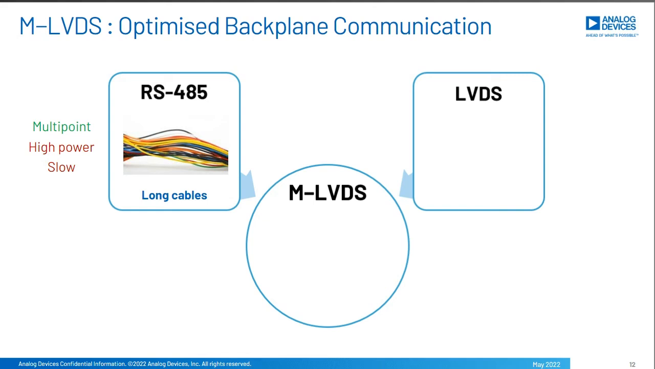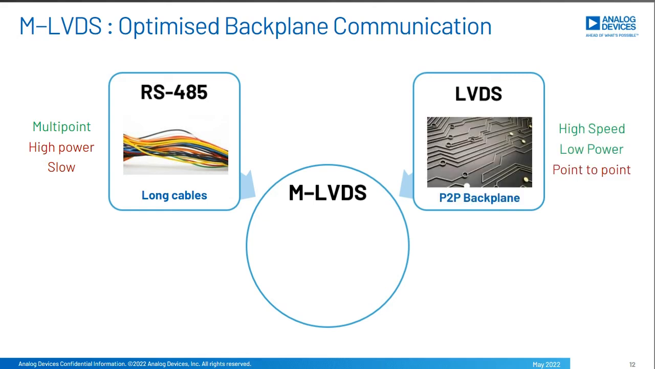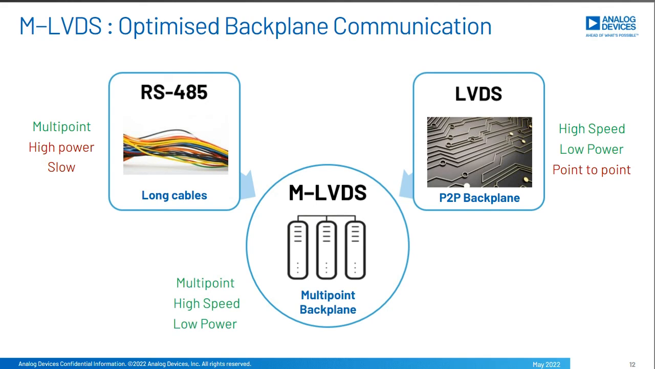LVDS, or low voltage differential signaling, on the other hand, is optimized for point-to-point connections at a PCB level. It addresses some of the shortcomings of RS-485 because it's high speed and low power. But because it's limited to point-to-point networks, it becomes less ideal when you're designing large multipoint networks or, for example, a backplane. And this is where MLVDS steps in as a newer technology option. MLVDS, as the name suggests, is optimized for multipoint communication, for example on a backplane, and brings the high speed and low power capabilities of LVDS.